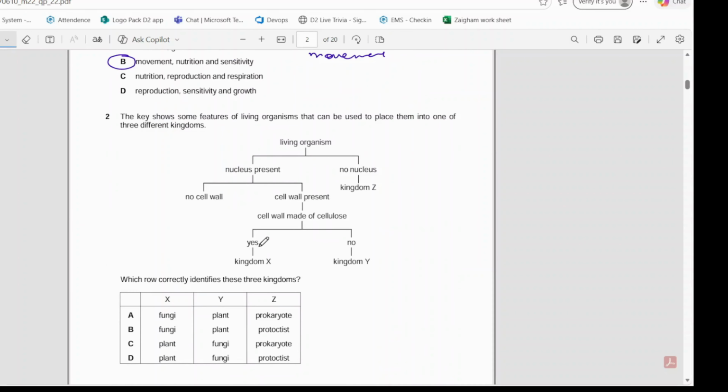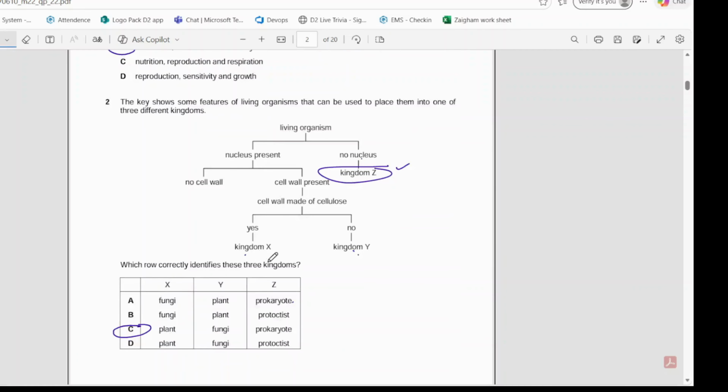The next one is about the kingdoms. Kingdom Z contains no nucleus. This one is the prokaryote one. And kingdom cell wall is present in X, so it's plant. And cell wall is not present but not made up of cellulose, that would be fungi. So the answer is C.